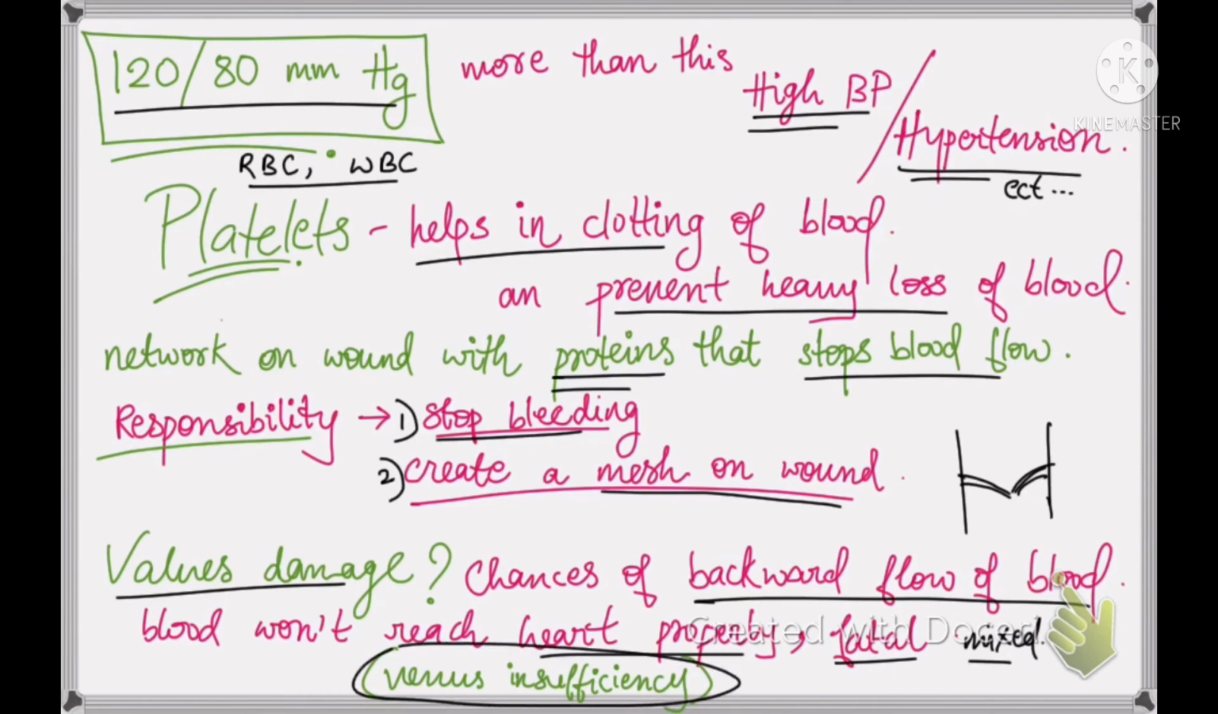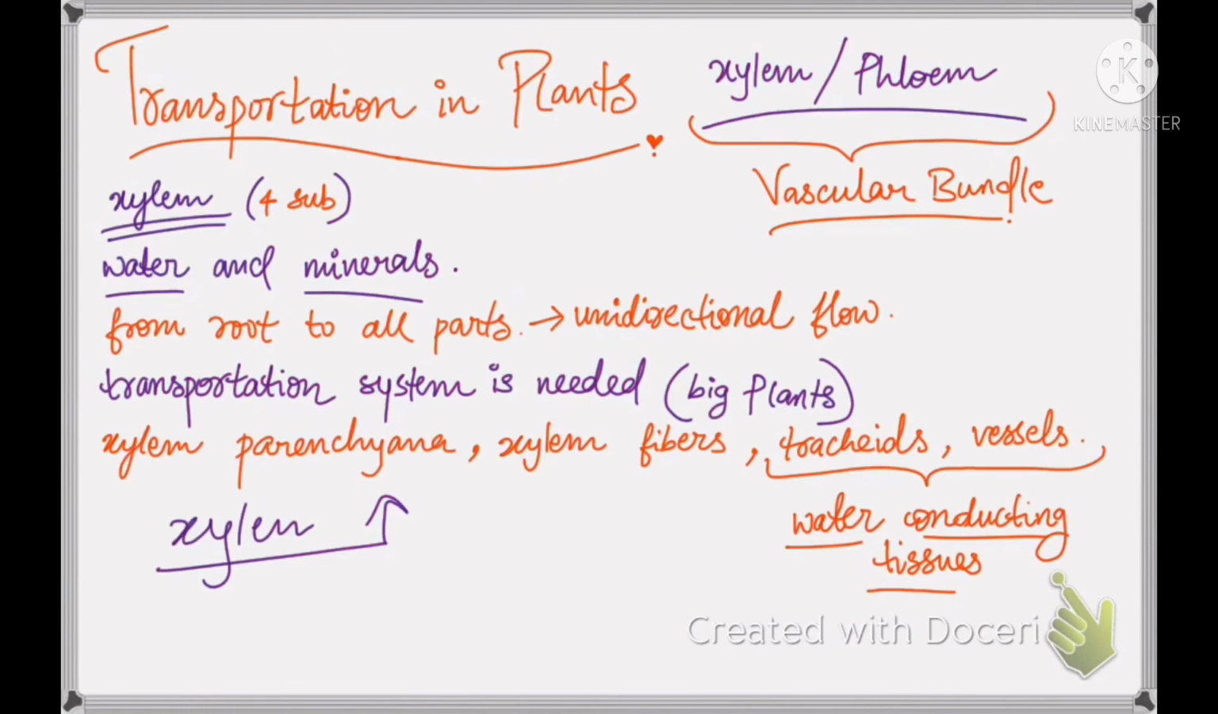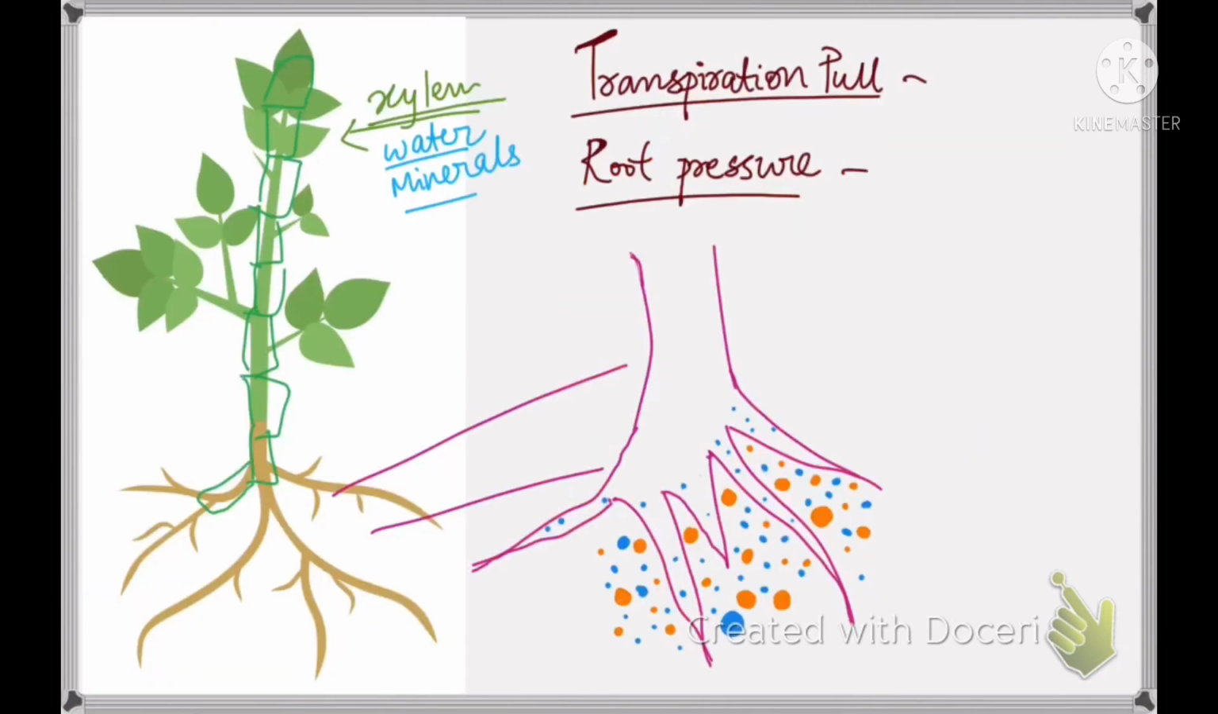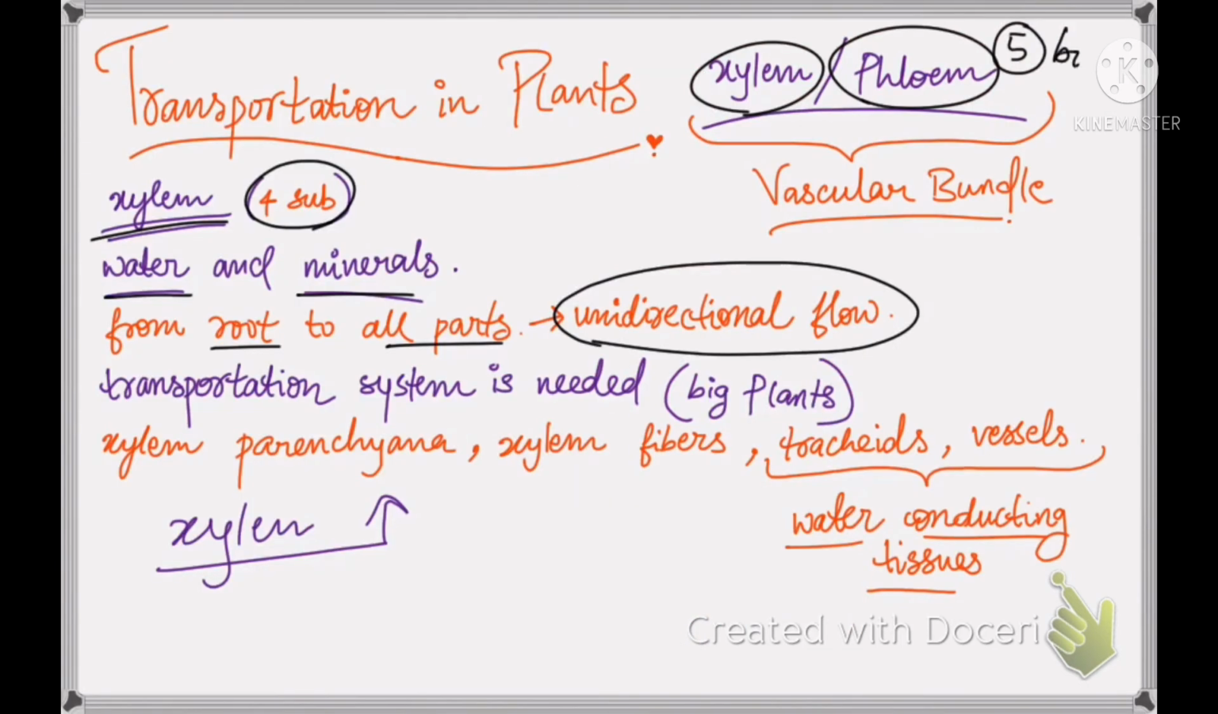With this, we'll quickly look over transportation in plants. There are two tissues responsible for transportation in plants, xylem and phloem, and they both together constitute the vascular bundle as you had studied last year. Xylem has 4 subparts and it transports water and minerals in a unidirectional flow, that is from roots to the upper parts of the plant body. Whereas phloem has 5 subparts and it transports food from the leaf to the different parts of the body wherever it is needed. And this is a bidirectional flow, as food may go up to the shoot apex and down till the roots.